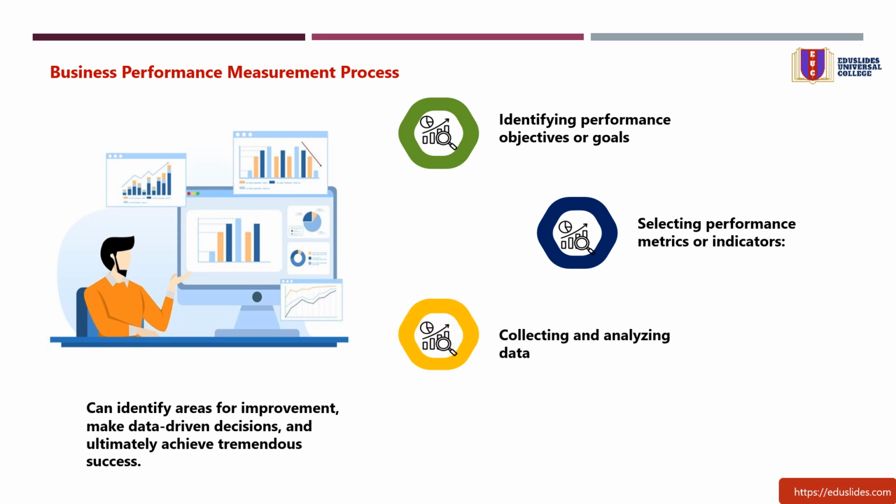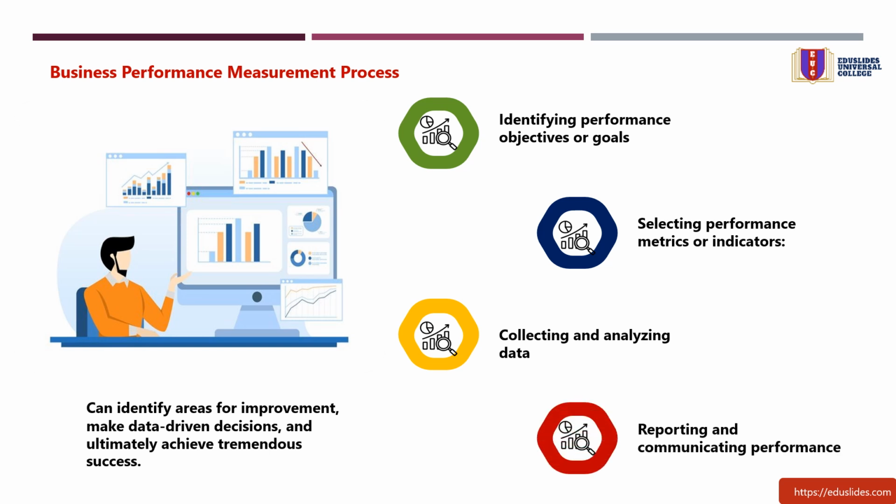3. Collecting and analyzing data. The next step is to collect data on the selected metrics or indicators and analyze it to determine how well the performance is. This could involve collecting data from internal systems, financial or customer databases, or external sources, such as market research or industry benchmarks.